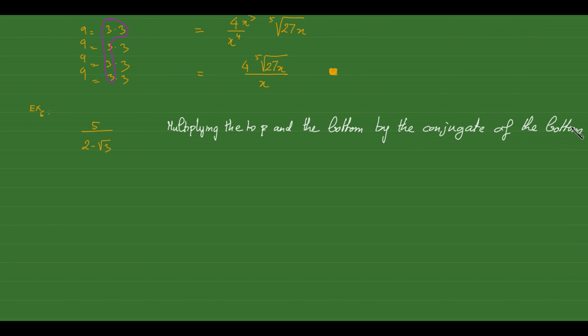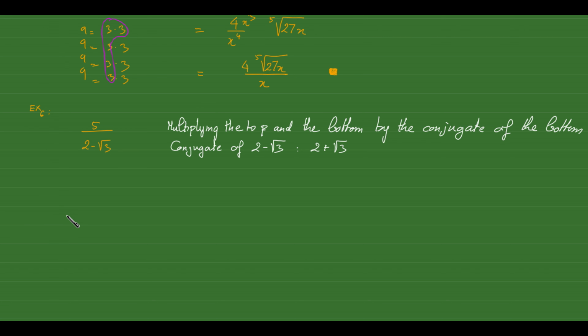So how are we going to find the conjugate of the bottom? Oh, the conjugate is nothing but sign changing. So the conjugate of 2 minus square root of 3 is 2 plus square root of 3. And the conjugate of 2 plus square root of 3 would be 2 minus square root of 3. Okay, so that's what we have to do.